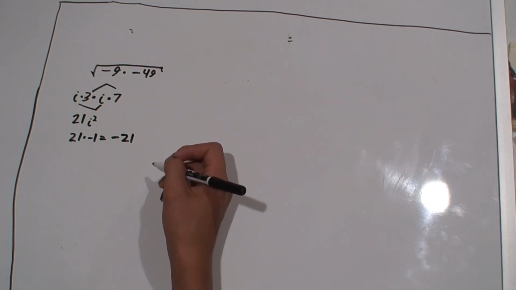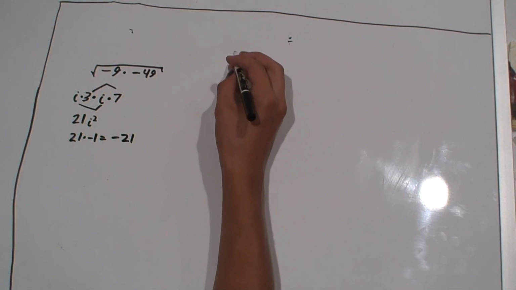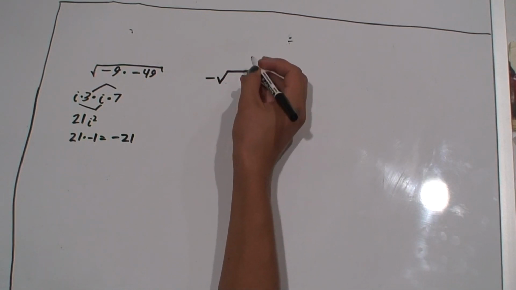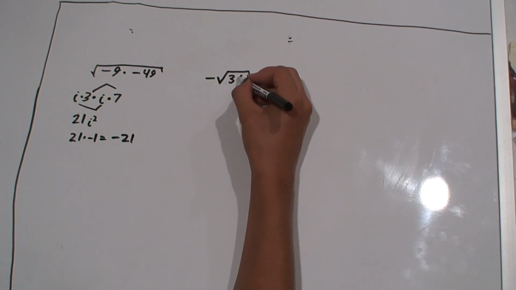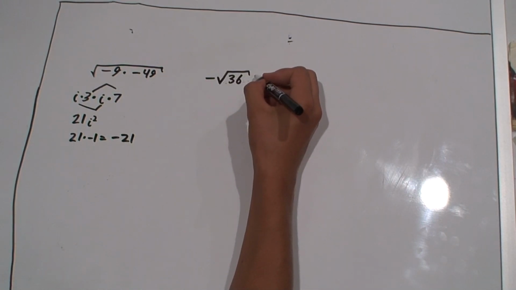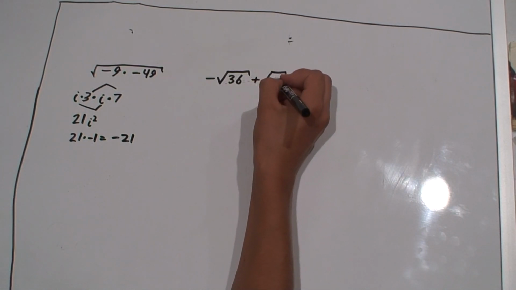Okay. Another question with square roots. We have a negative on the outside of the square root symbol, negative root 36, plus the square root of -9.